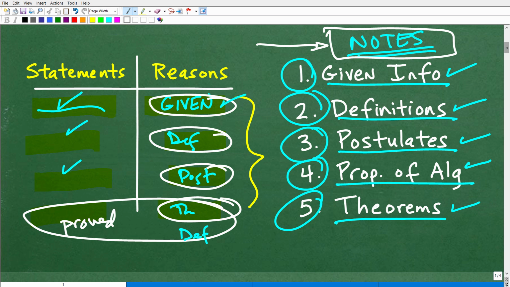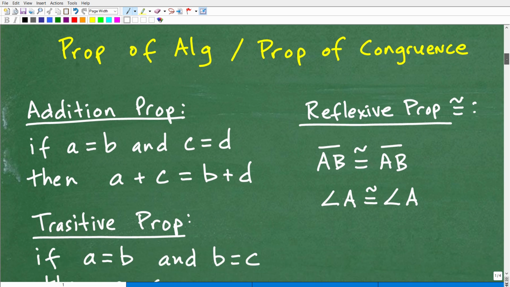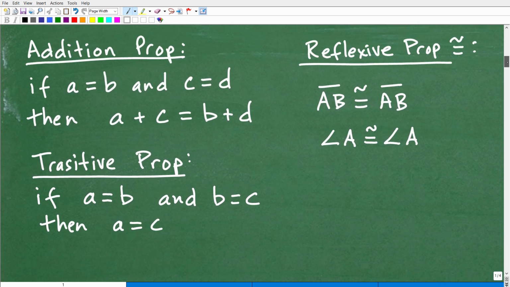Okay, so let's go ahead and take a look at some examples of properties of algebra and congruence. So what am I talking about? Well, here's just a couple of quick examples. There's actually quite a few of these things, but let's take a look at a few. You're probably saying, oh, I remember learning this kind of stuff. Well, let's take a look at the addition property of algebra. Now, you can just abbreviate this as the addition property, but let's take a look at this.